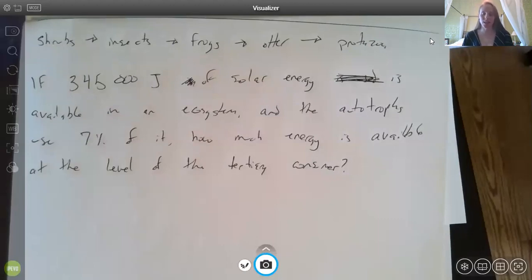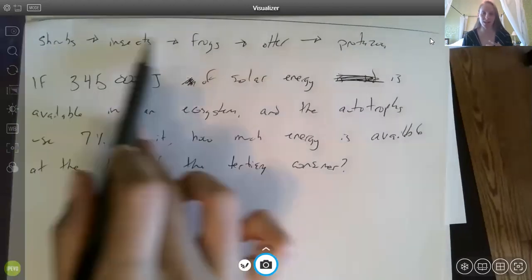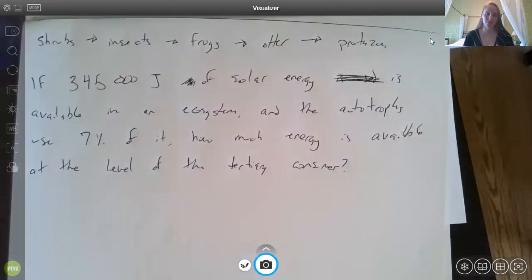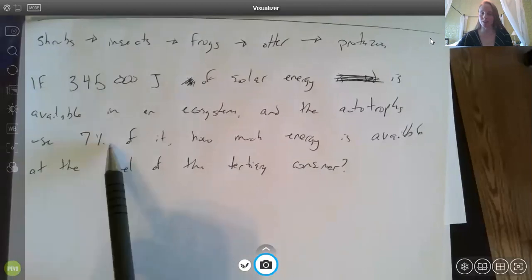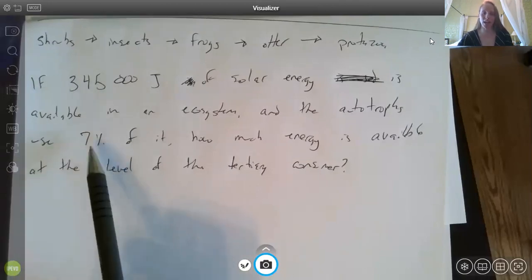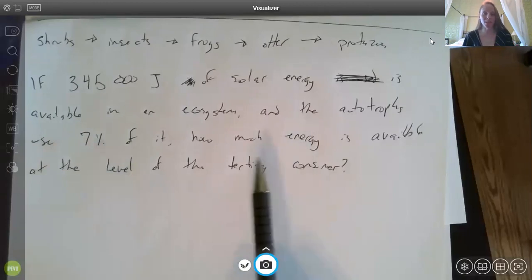So in a question like this, you'll always be given a food chain. Sometimes it'll be written out like this for you. Other times it will just be written verbally, like shrubs are eaten by insects, eaten by frogs, and so on. You'll also always be given an amount of solar energy available. You'll be given a percentage of that energy that's used by the autotrophs or the producers, and then you'll be asked for the amount of energy available. I will either give you a specific type of consumer that I want you to find out how much energy they have available, or I will give you a specific trophic level, like the 4th trophic level or something like that.